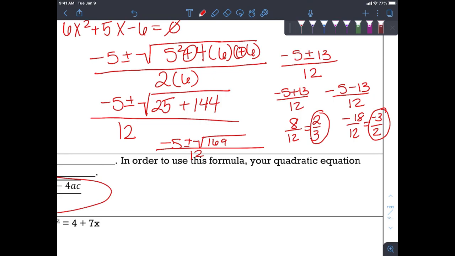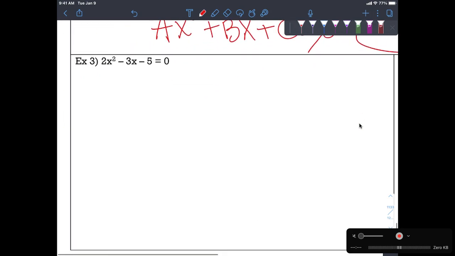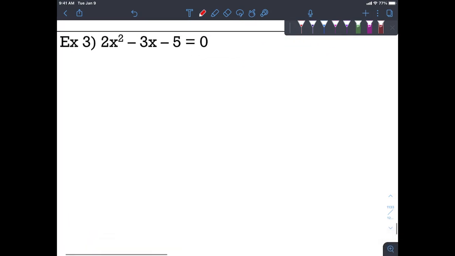Now, of course, these were kind of the easier problems. These had numbers we could have probably factored. This one would have been 3x minus 2 multiplied by 2x plus 3. Ooh, magic, huh? But what about those more crazy ones, like this guy? So let's go ahead and identify each one of these. 2, negative 3, negative 5.